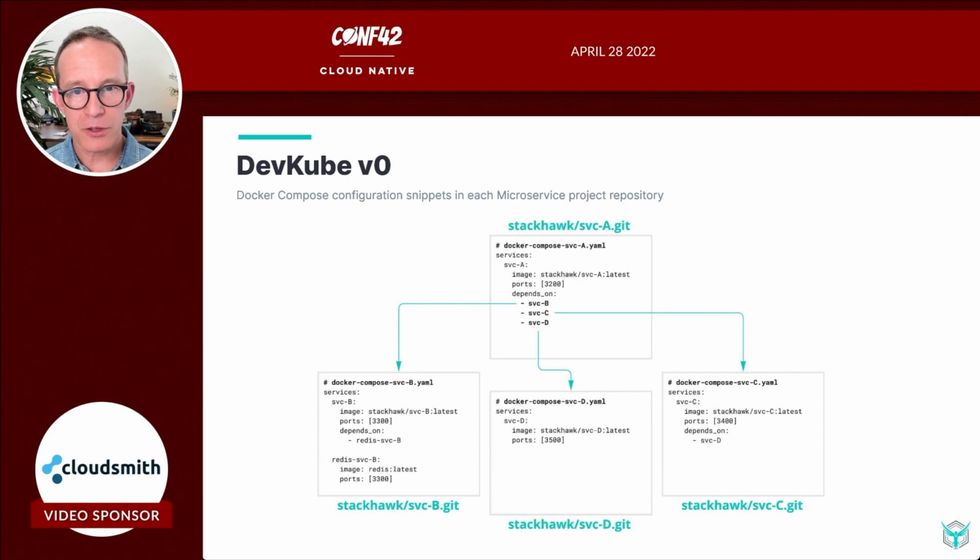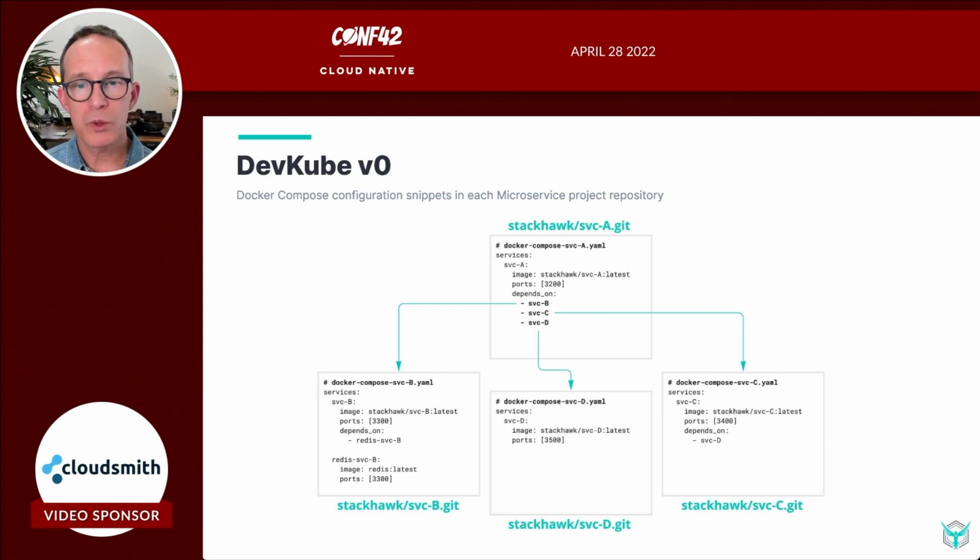Let me talk through what this looks like. Say you've got a repository, SVC A, service A, in GitHub. That project repository is going to have a file called docker-compose-service-A. It's a YAML file, and it defines its own services. And you can see in that top box, the Docker Compose file just describes how to bring up service A itself.